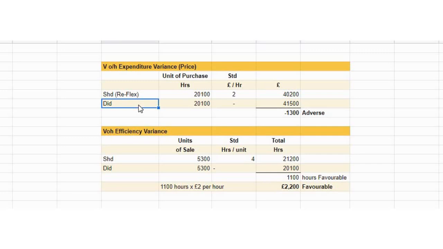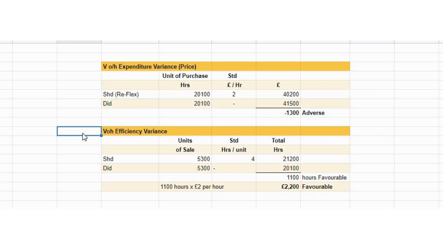In this row, these are the actual figures. It shows that 20,100 hours of variable overhead actually cost £41,500, and therefore the variable overhead expenditure variance is £1,300 adverse. So you can see that 20,100 hours cost £41,500 when it should have cost £40,200 for the variable overheads. So per hour the variable overhead was more expensive than it should have been according to the flexed budget.